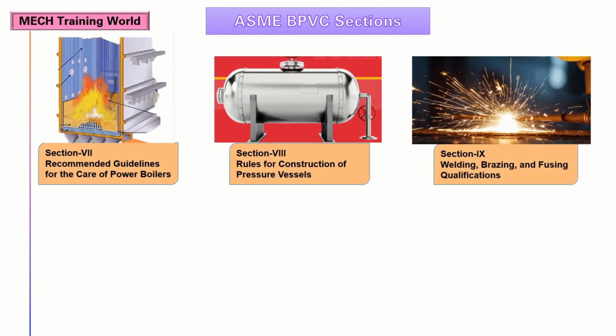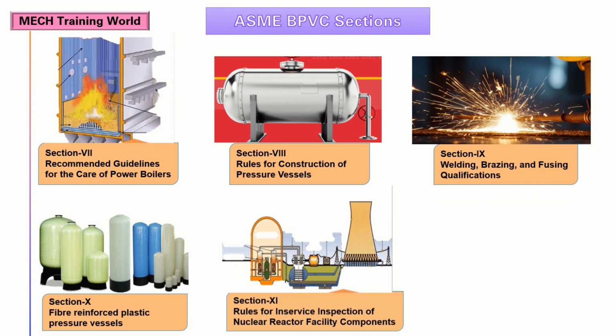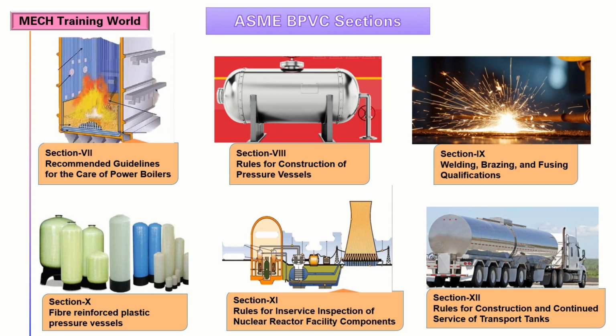And next one is Section 8, that is rules for construction of pressure vessels. This is the most widely used code in industries like oil and gas, petrochemical, and pharma. This section has three divisions: Division 1, Division 2, and Division 3. Our focus is Division 1. Throughout the training, I will try to explain Division 1 clauses in great detail.